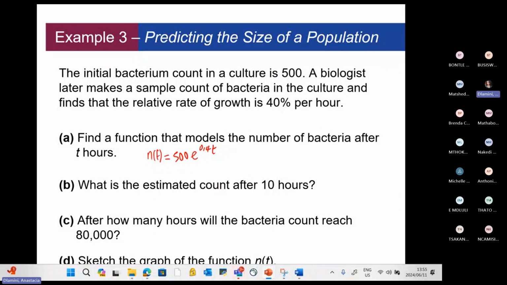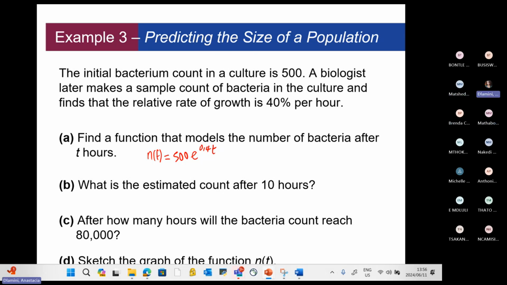Now, what is the estimated count after 10 hours? We replace t with 10, then we solve. What's the first thing you check? Because you will solve in the exam and then get it wrong. See if the givens are both in hours, or whether one is in minutes. Both are in what? In hours. There we go.